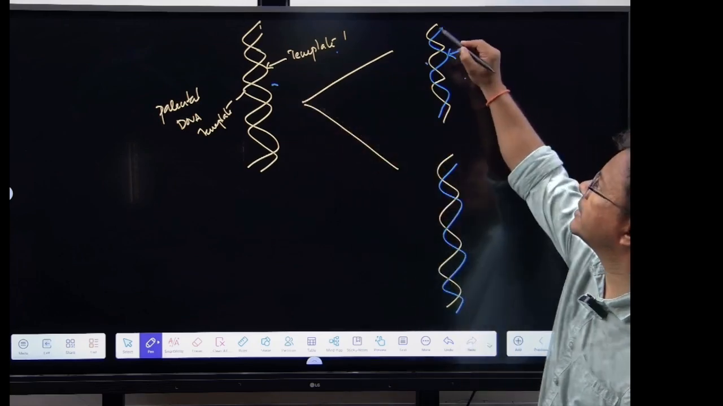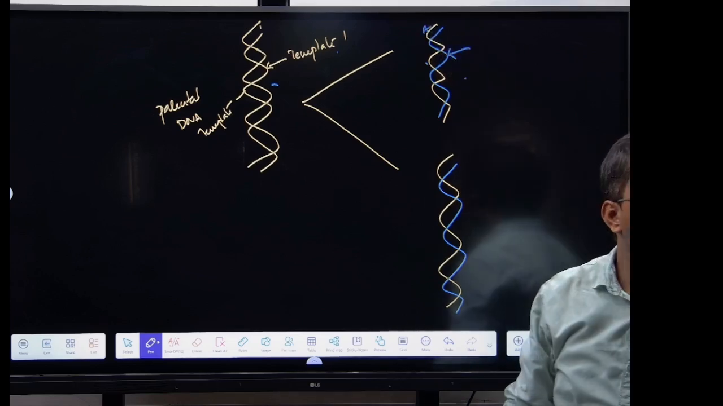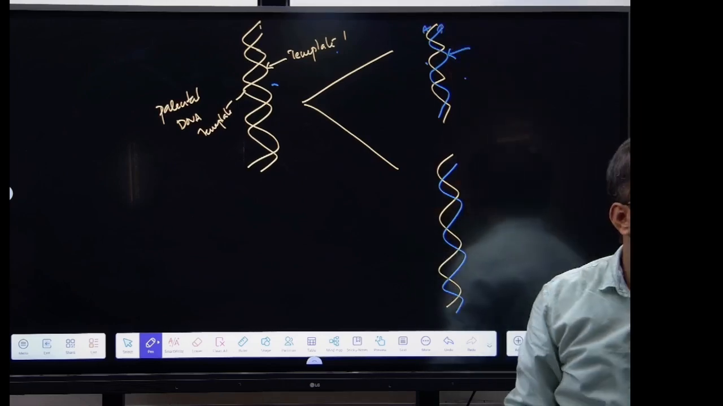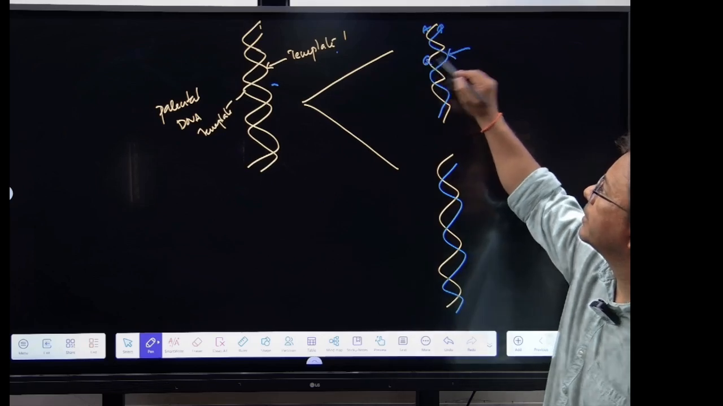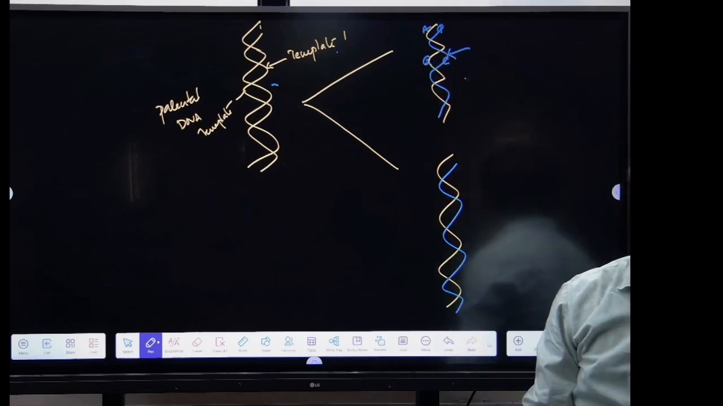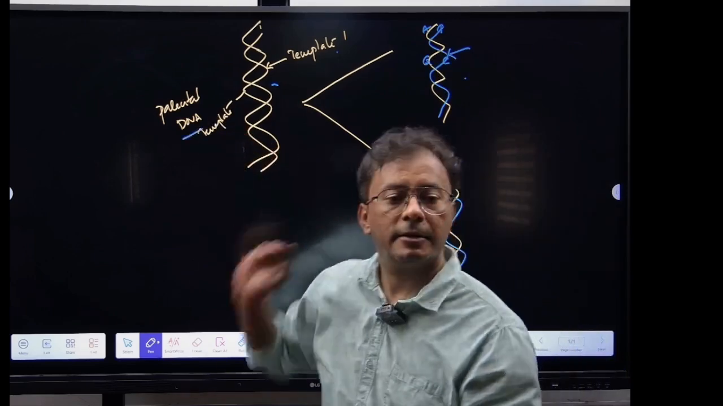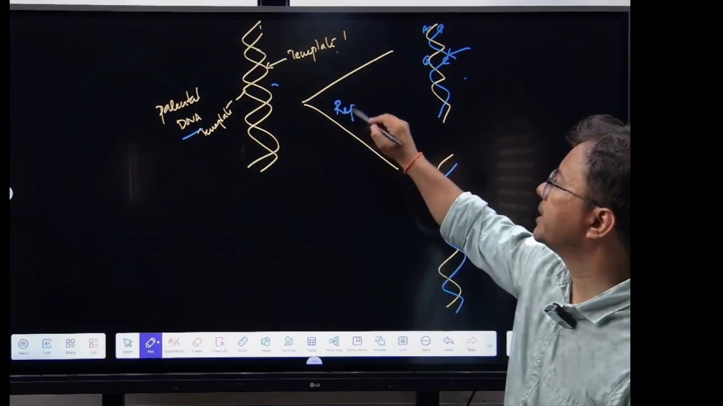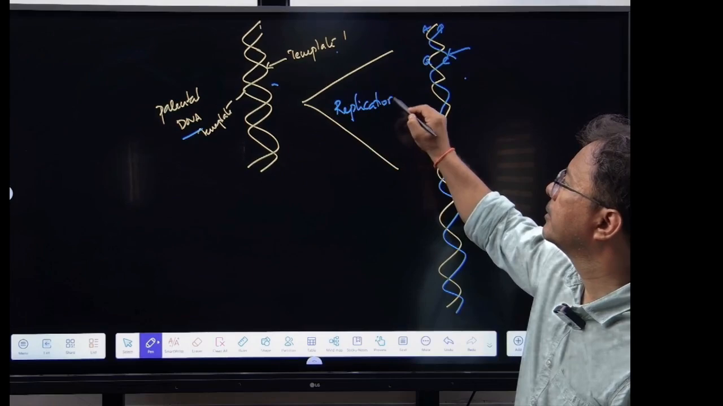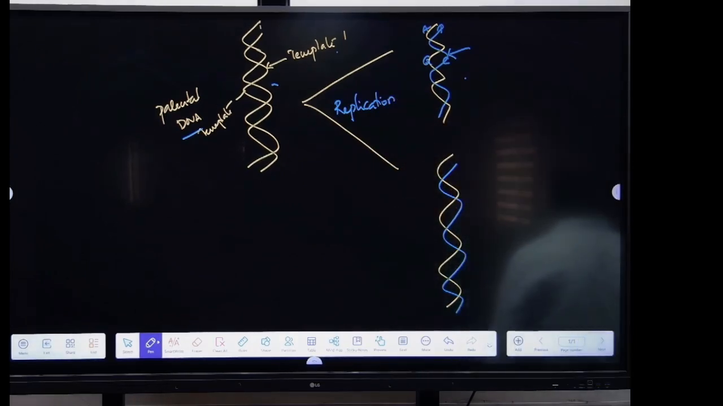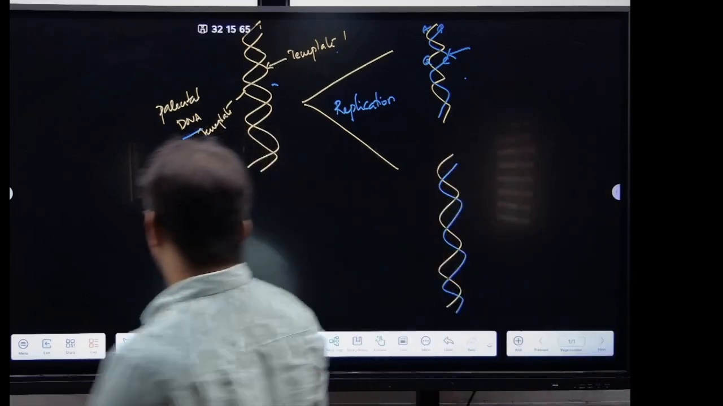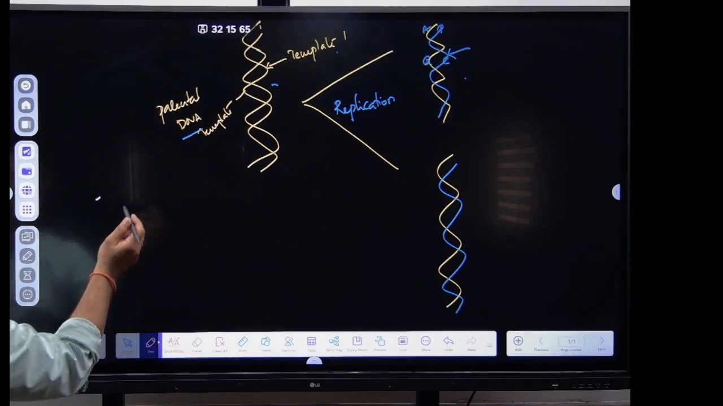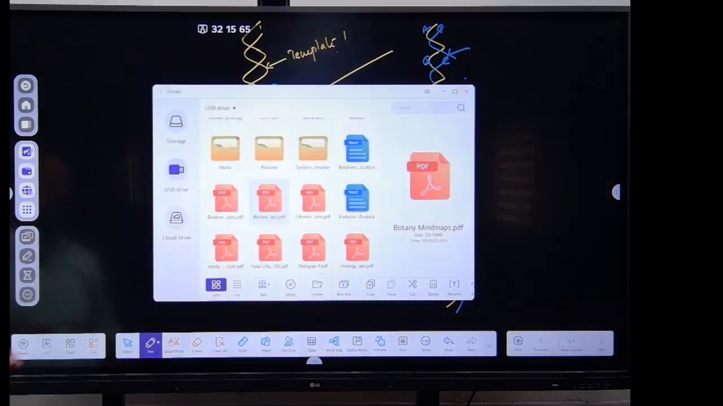For example, if this strand has adenine on this side, what will the other strand have, guys? Thymine. If this strand has guanine, the other strand will have cytosine. The same thing can be seen in the parental DNA. So this process of synthesizing a new DNA molecule is called what? Replication. And this replication, which is proposed by Watson and Crick, is known as the semi-conservative mechanism.